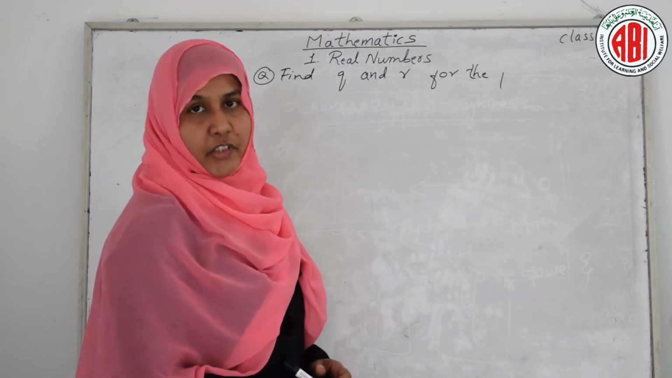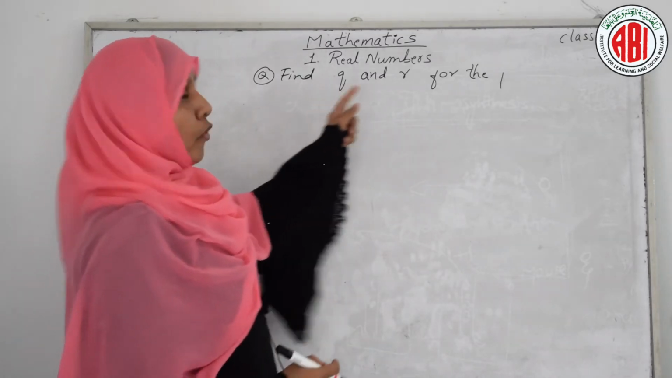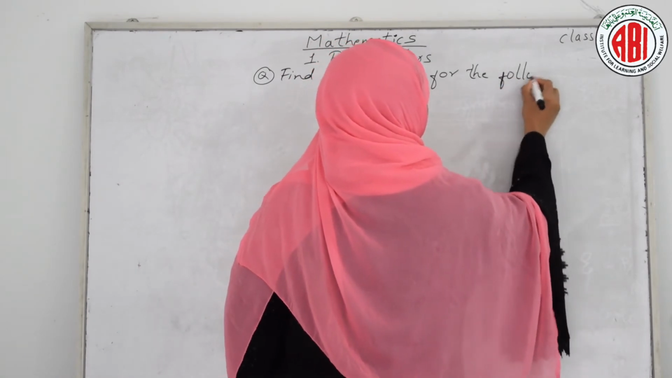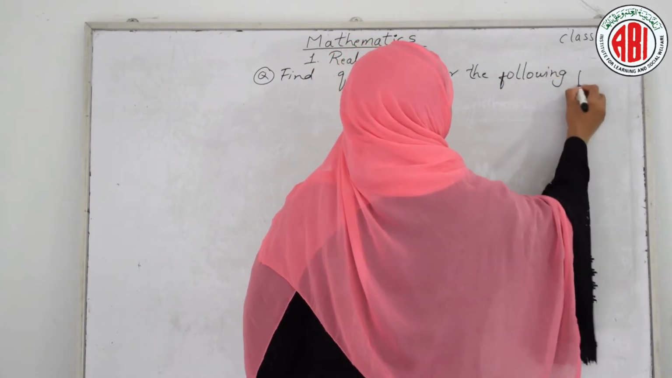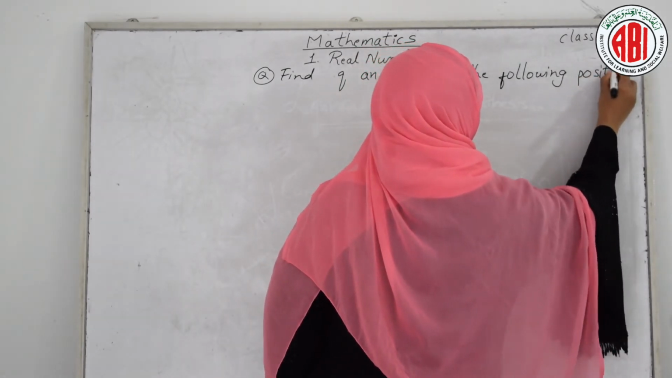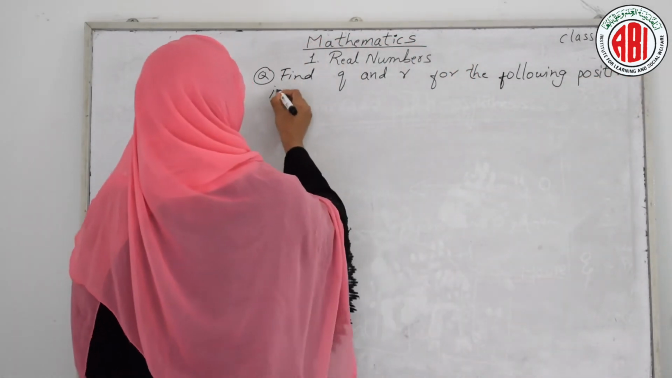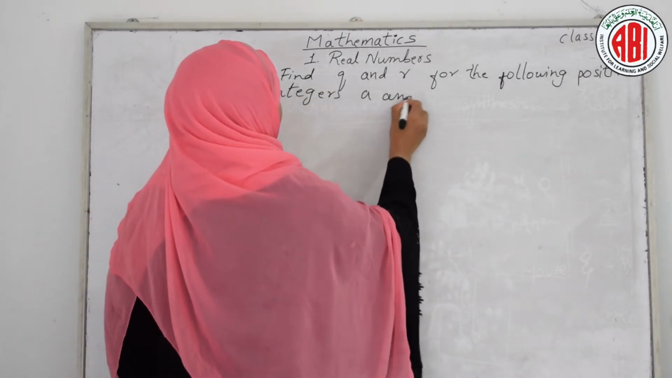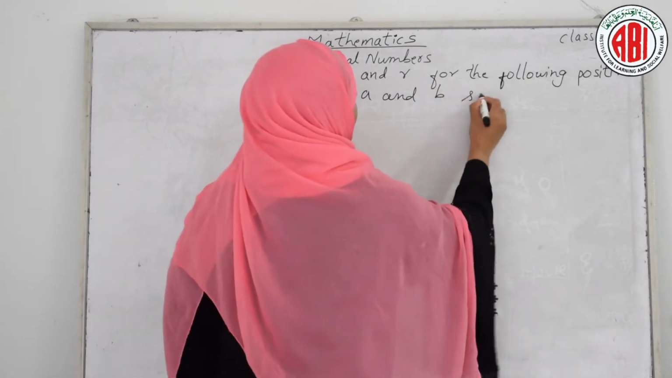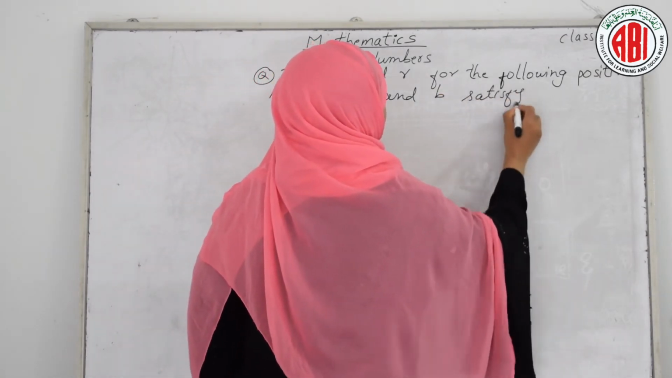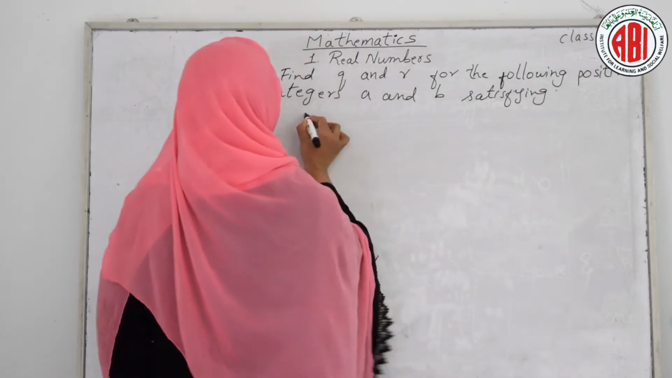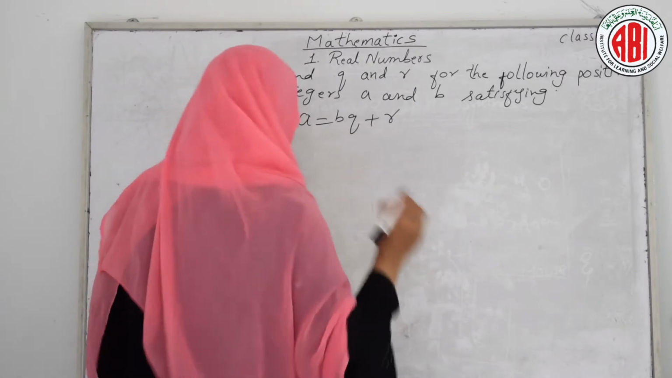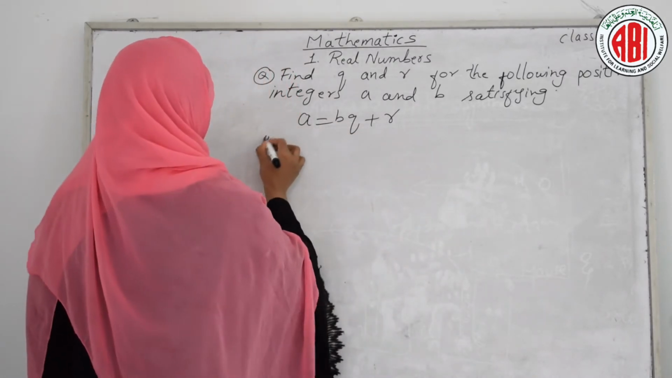Let us do some division problems. Find Q and R for the following positive integers A and B satisfying A is equal to BQ plus R. Here we have the first problem.